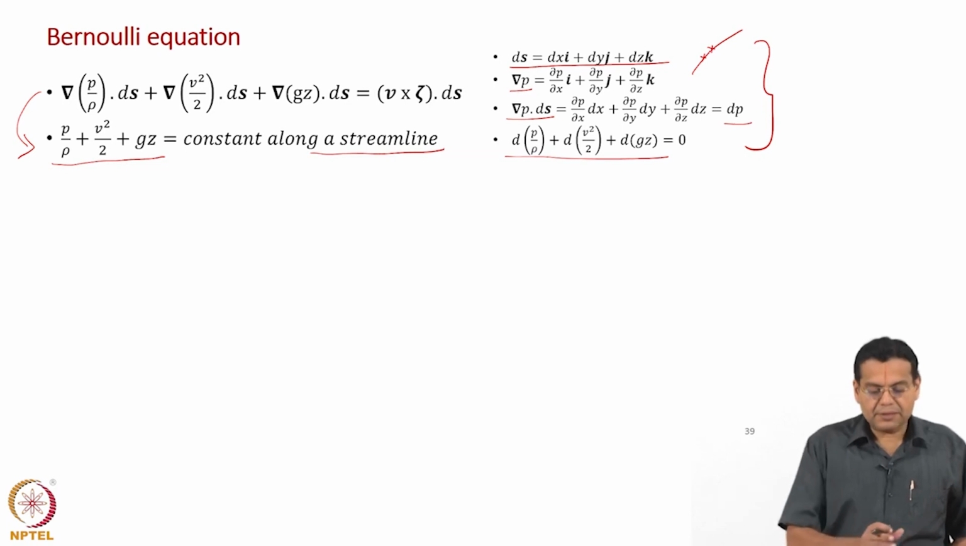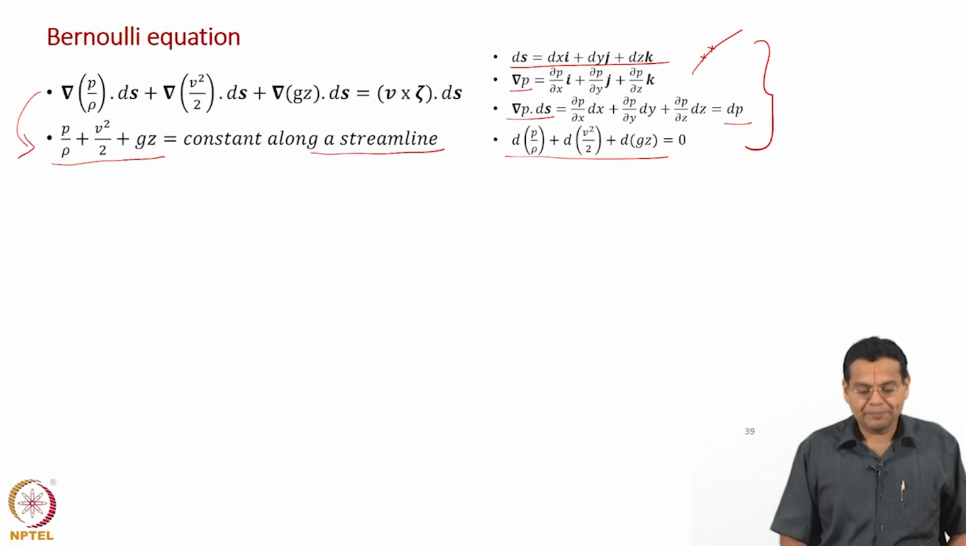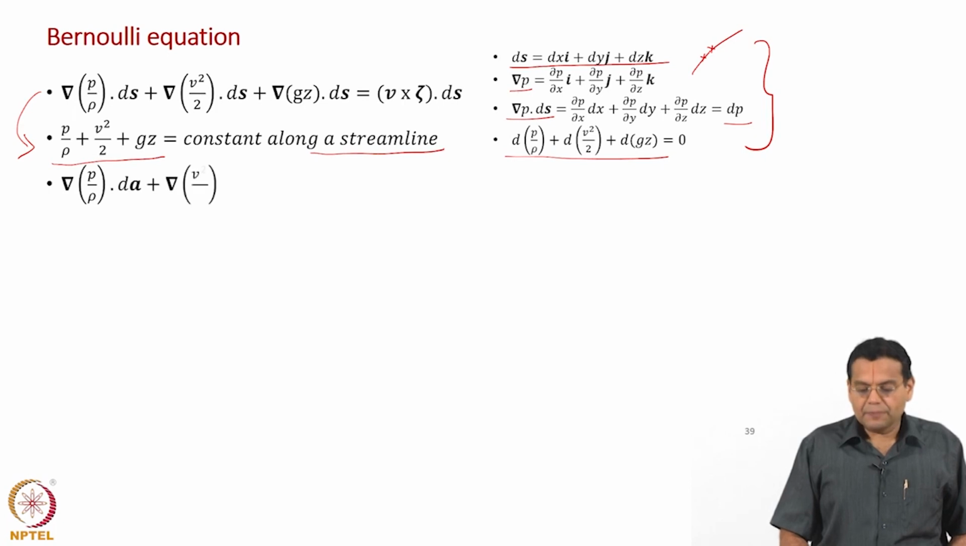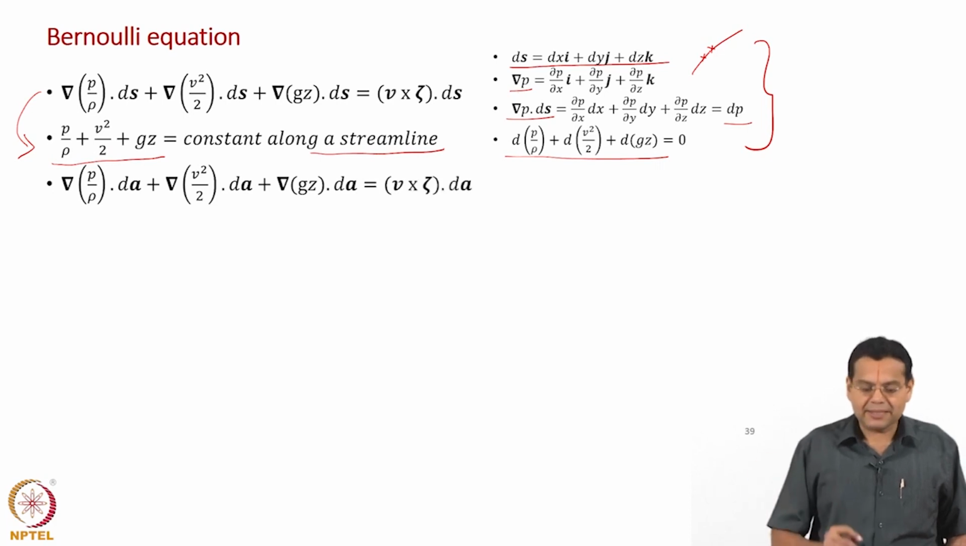That is why this sum is a constant along a streamline. So, that is the case if we take only inviscid flow. Now, because we have taken irrotational flow also, as we discussed in the previous slide, I need not take ds vector which is along a streamline, I can just take any vector.